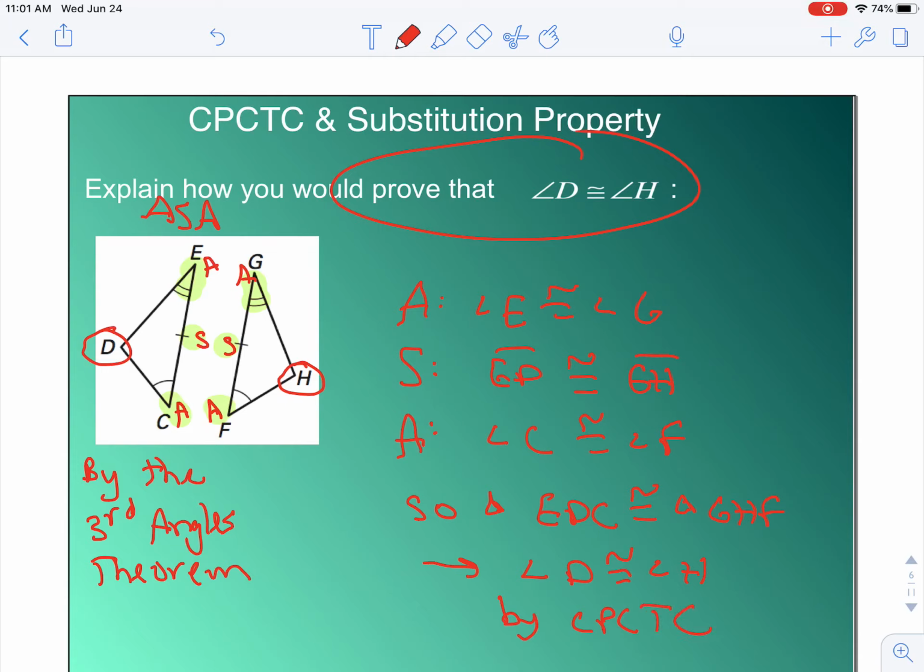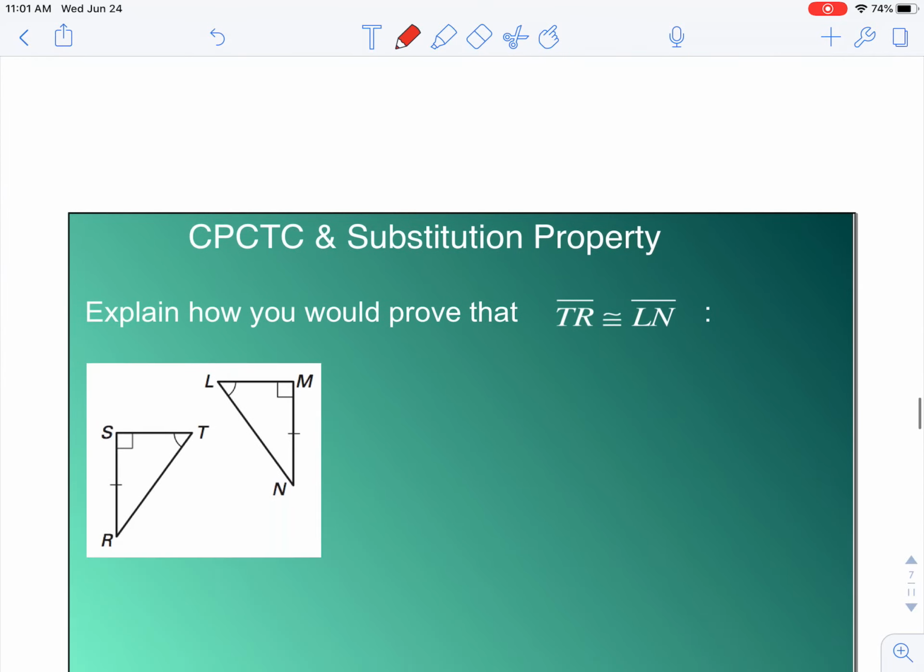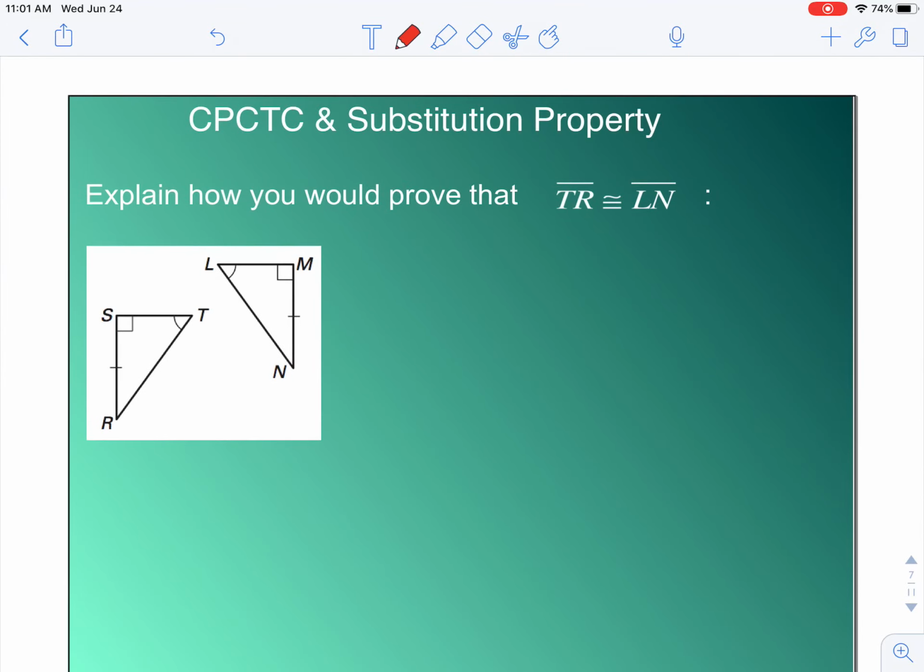And that is how we start to learn how to prove things: we go through a process of explaining, and we try to make it a process. We could do a paragraph and explain it in a paragraph. Right now, I'm just explaining it through the process of listing the angles and sides that are congruent, that would prove the triangles are congruent.